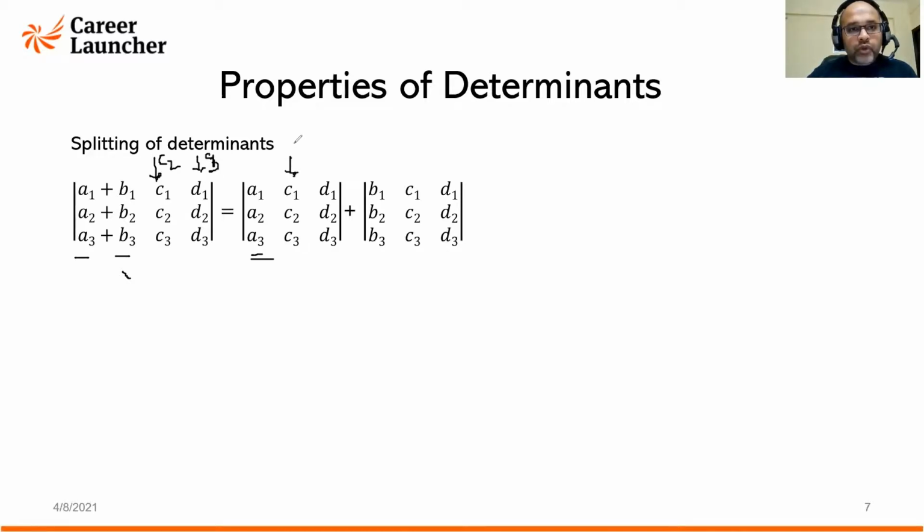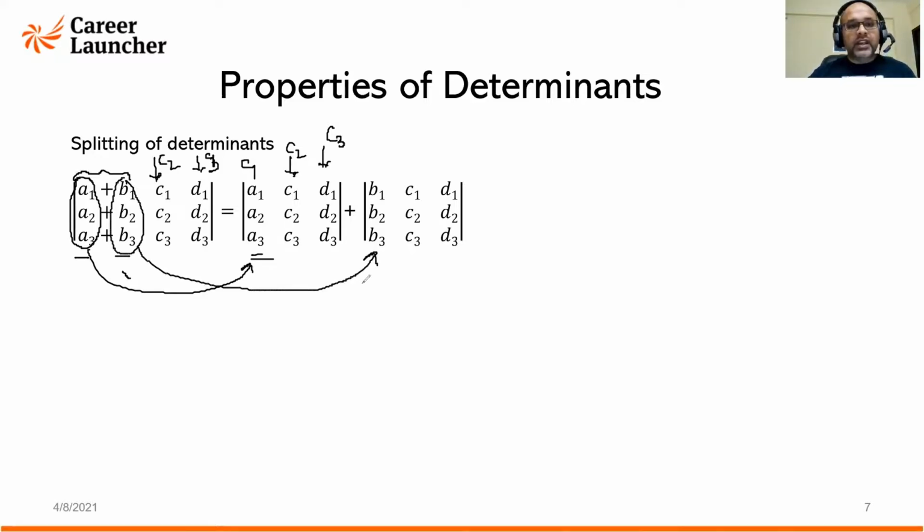So column 2 and column 3 will come as they are. But whatever is the addition here, the first part of the addition becomes your first column here, and the second part becomes the first column of your second determinant. Here again, if you notice, the same C2 and the same C3 will come to you. Right? So this is one of the properties.